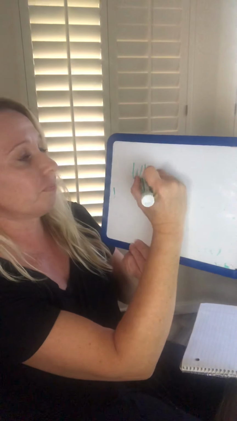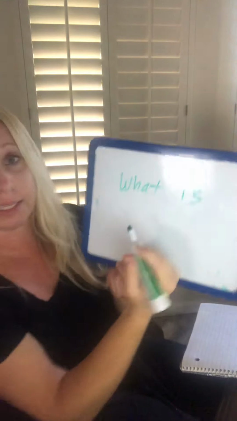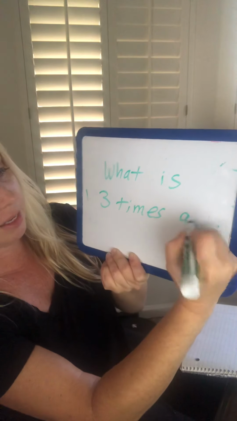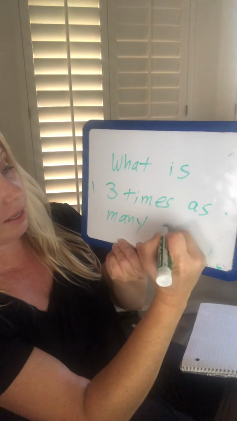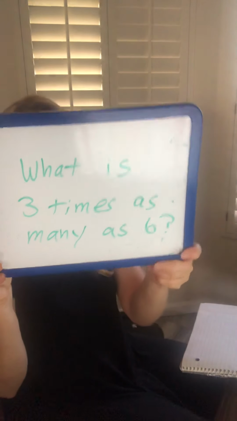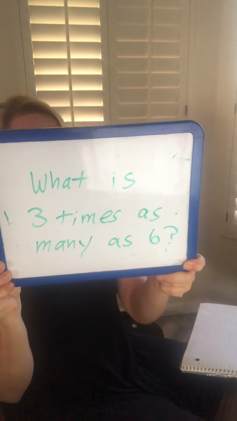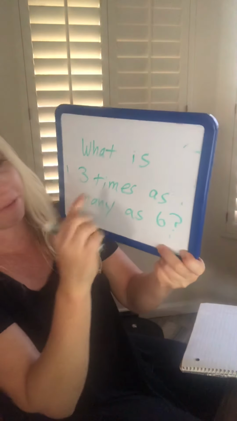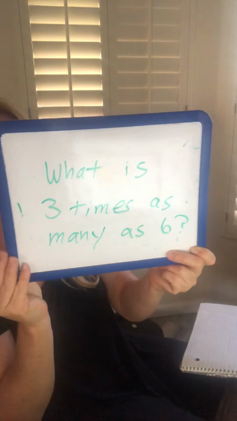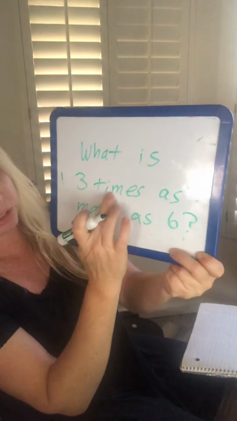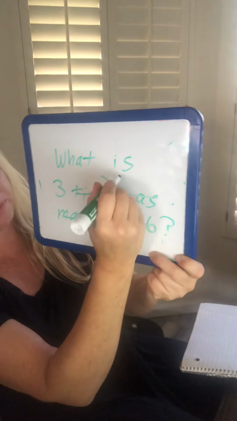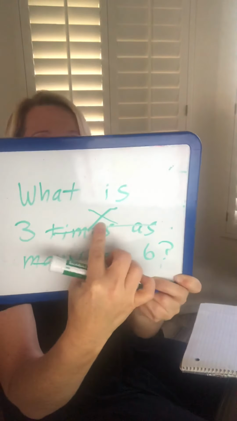I want to know, what is 3 times as many as 6? Look at that phrase. Look at that comparative statement. Look at that phrase, times as many as. Don't let it confuse you. What is this problem asking you to do? It's asking you to times. Go ahead and cross out the phrase, times as many as, and we know it means multiply. Replace it with the times symbol.